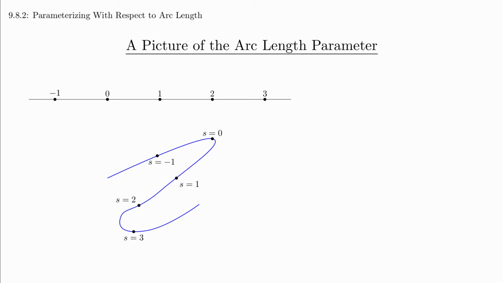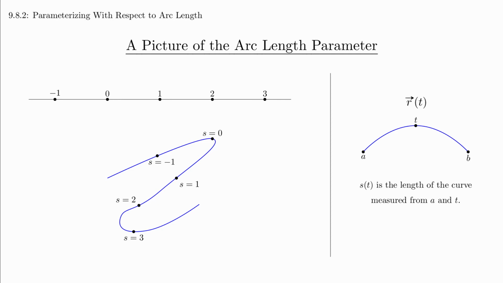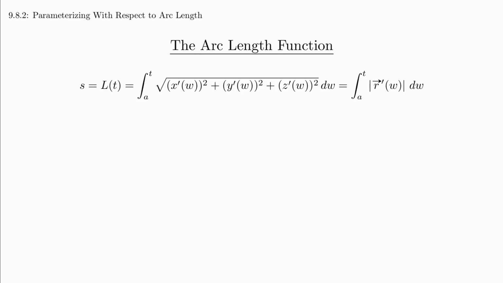To get the arc length parameter, we have to define the arc length function. Let's say we have a parameterized curve r of t defined on the interval from a to b. The arc length function s of t is defined to be the length of the curve from a to t, where t is some point in the interval from a to b. Since we have the arc length formula, we can just write that down.